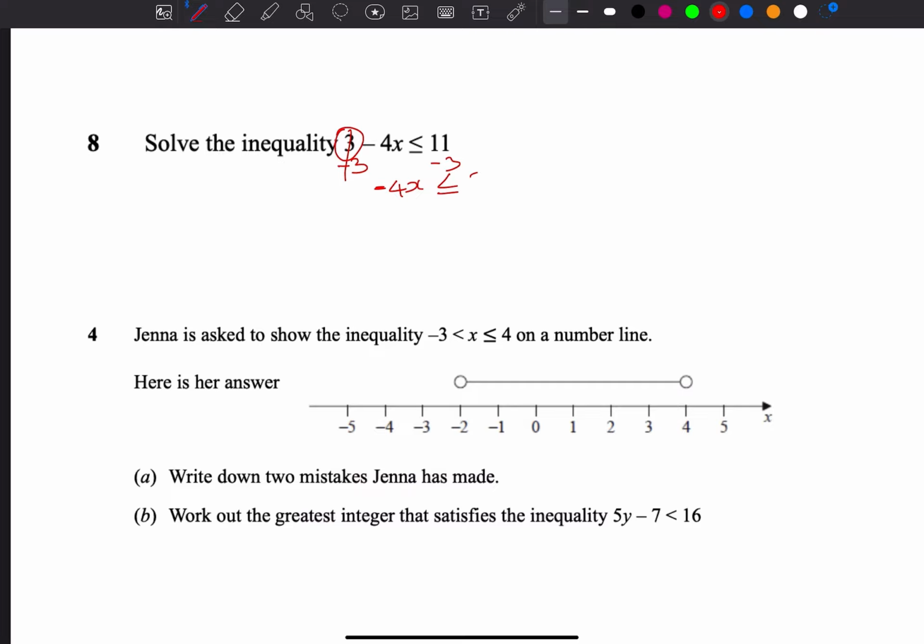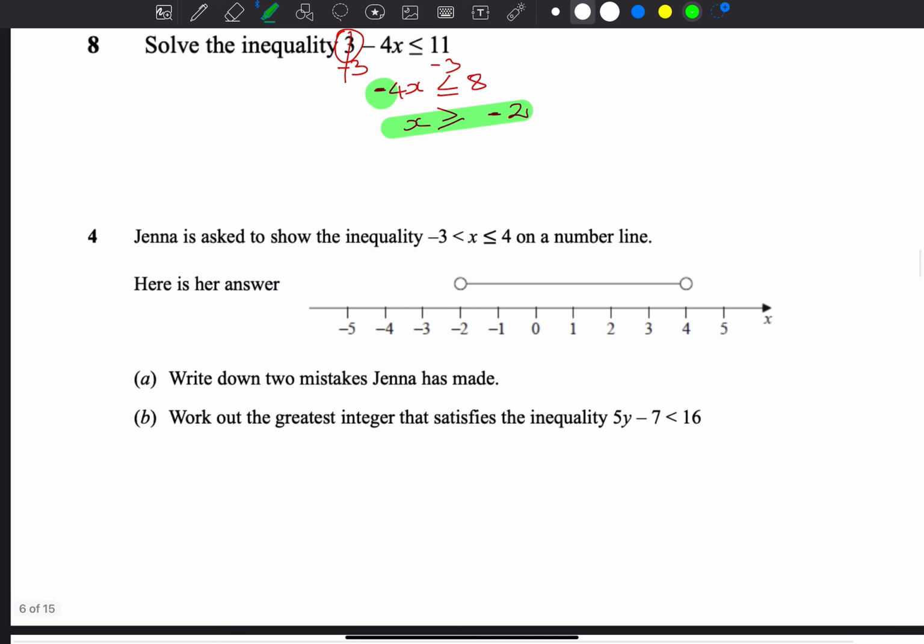11 take away 3 is 8. x is 8 divided by minus 4, which is actually minus 2, because remember, you already have a negative on the coefficient of x. When you divide by a negative number, the sign switches. It's not less than or equal to now, it's greater than or equal to. And that's the answer.